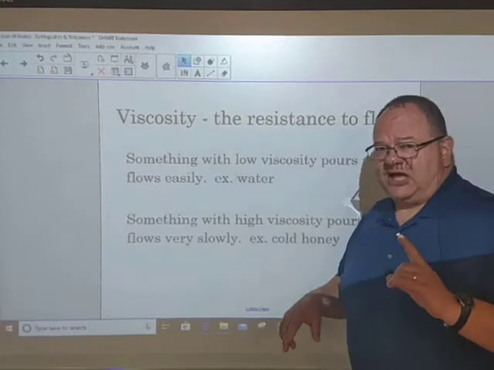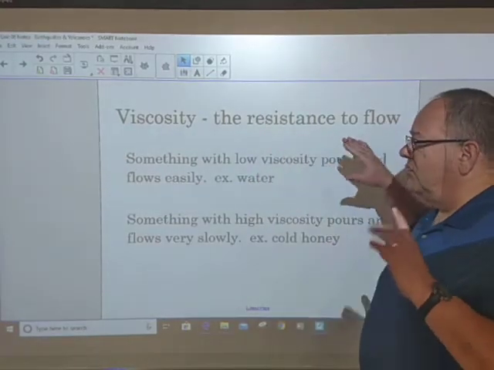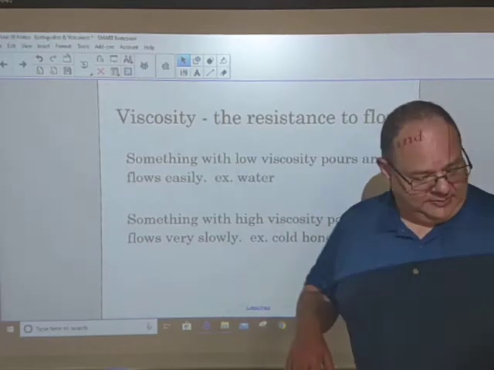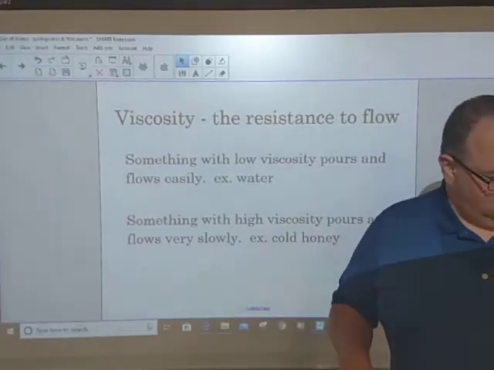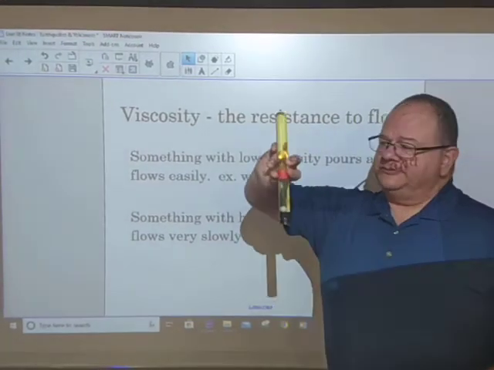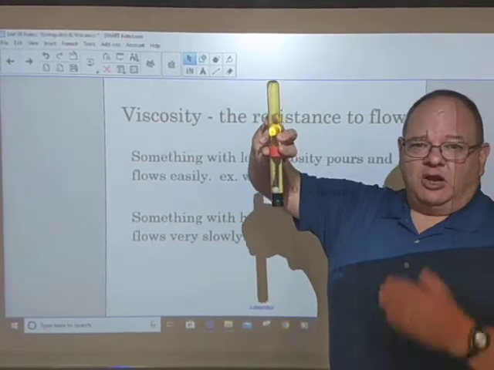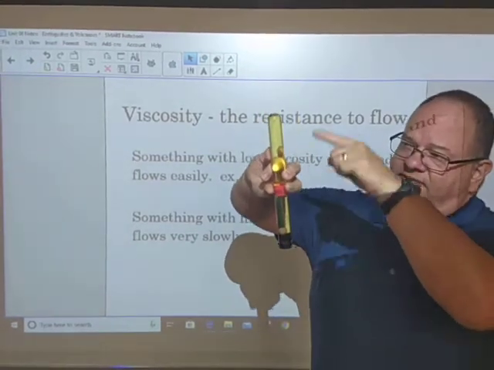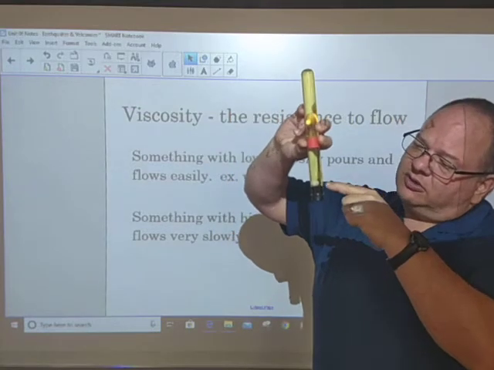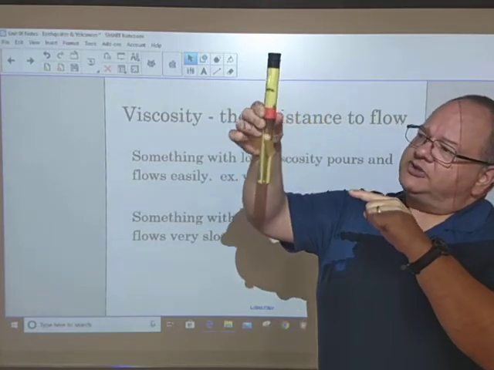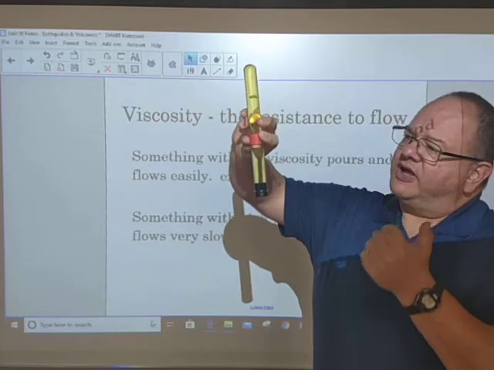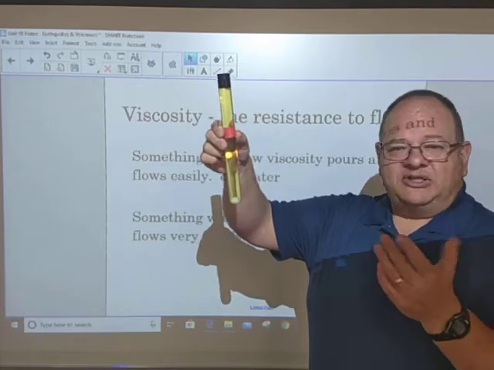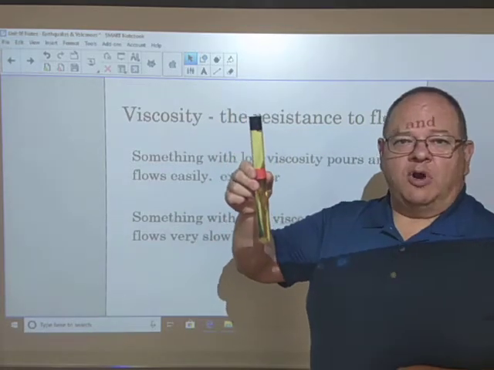So here's that term viscosity. It's the resistance to flow. So something with low viscosity pours and flows easily. Example, water. Or here's some vegetable oil. Now, I am not certain how well this is going to show up on the camera, but I'm going to try it. In this test tube, I have vegetable oil, and there's a little white marble here. When I tip this over, the marble takes about a second to go from one end to the other.